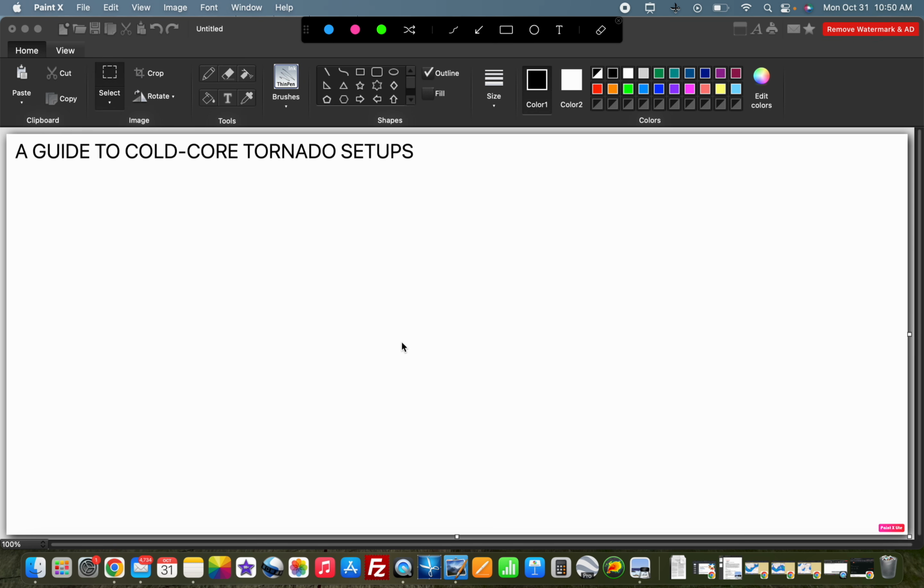Today we're going to talk about a tornado setup that is one of my absolute favorites to chase, and that is the cold core tornado setup. You've probably heard the term cold core thrown around before in severe storms forecasting. We've used it plenty of times here on the channel in the past.